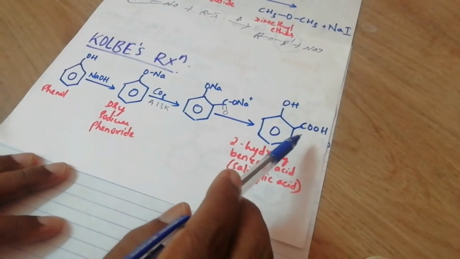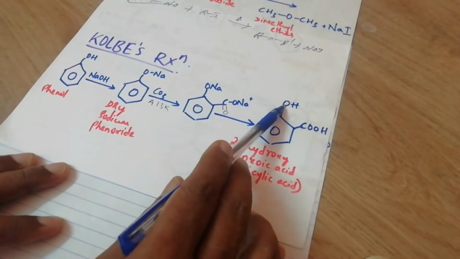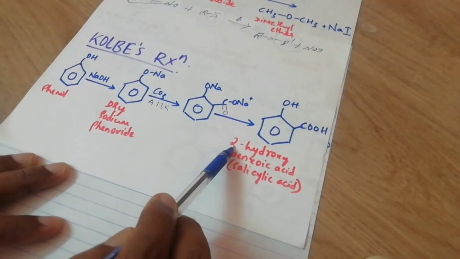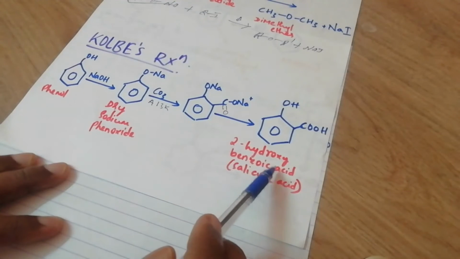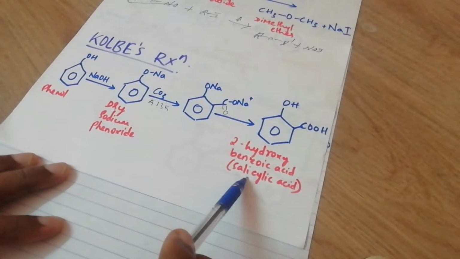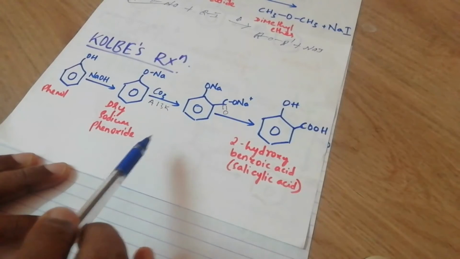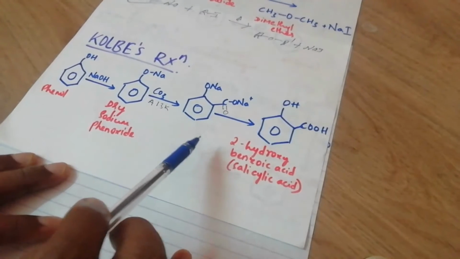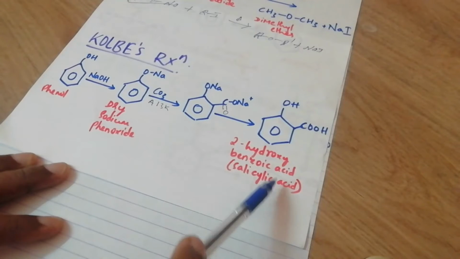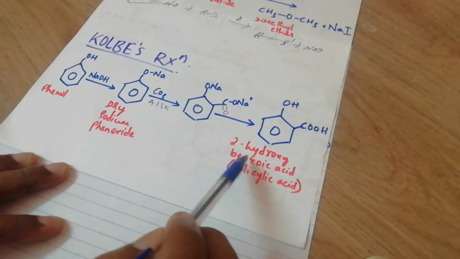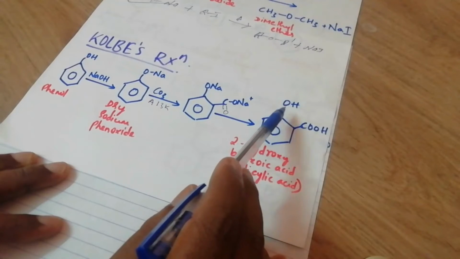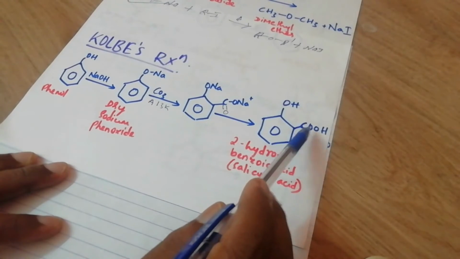Salicylic acid is also called orthohydroxybenzoic acid. Another name is 2-hydroxybenzoic acid. Its common name is salicylic acid. Its functional groups are one phenolic OH group and one COOH group. The IUPAC name is 2-hydroxybenzoic acid, otherwise orthohydroxybenzoic acid, otherwise orthohydroxyphenyl methanoic acid.